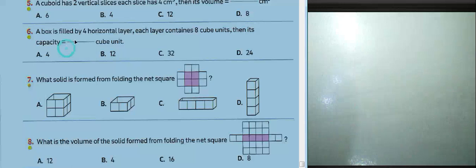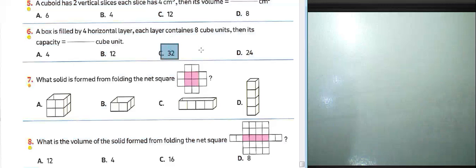A box is filled by 4 horizontal layers. Each layer contains 8 cube units. Its capacity is 4 times 8 equals 32. Capacity means the volume. Okay. The box is filled by 4 horizontal layers and each layer contains 8 cubes. 8 times 4 equals 32. You must choose 32.